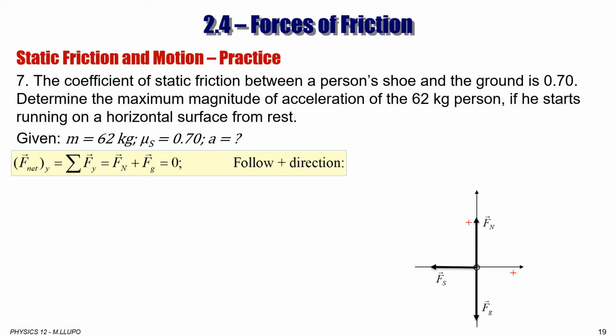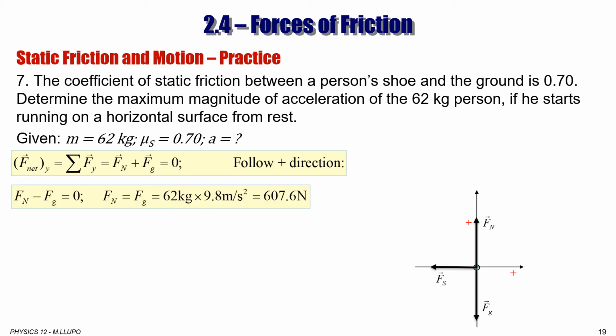So Fn is equal to Fg, which is equal to mg, which is equal to 62 kilogram times 9.8 meter per second square, which is equal to 607.6 Newton.